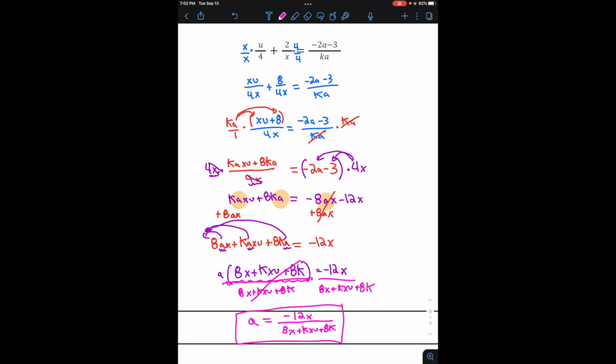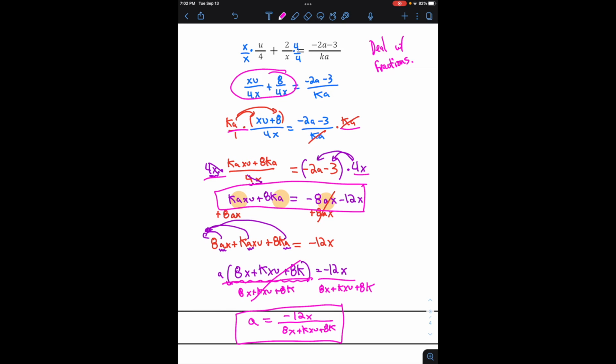So solving this problem required two things. We had to deal with the fractions, and I chose to do that by first combining like terms. So I wanted to get a common denominator to combine our fractions. I wanted to get this common denominator 4x and combine, and then I multiplied both sides by ka, and both sides by 4x to eventually get here with no fractions or denominators.